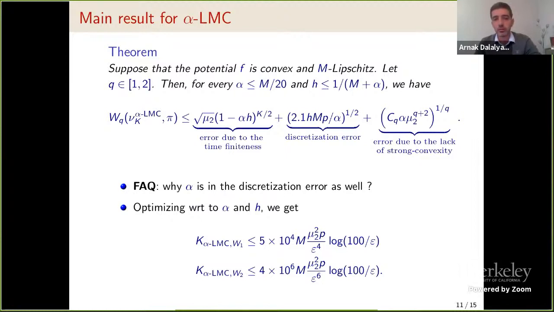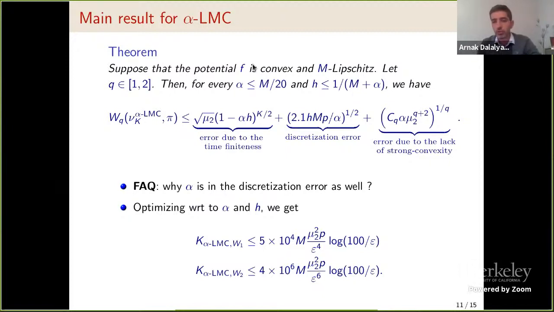The simplest result, which is about the alpha LMC, is the one written here, which says that this penalized LMC has an accuracy which is upper bounded by 3 terms. There is a first term which goes exponentially fast to 0. The second term is a discretization error, which is 0 when the step size h is equal to 0. And the third term is the term which is due to the penalty. So this term is 0 if there is no penalty, if alpha is equal to 0.